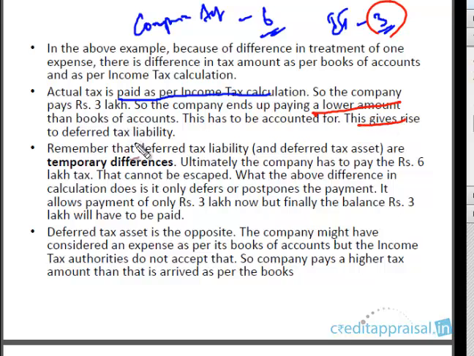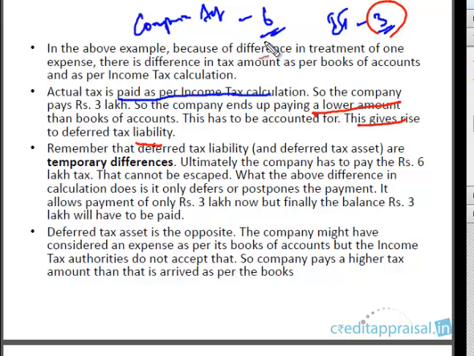This is what actually gives rise to deferred tax liability. Actually, deferred tax liability is going to arise in a number of other areas, but in this example we are taking the case of depreciation. The difference in depreciation, due to one by the Companies Act and the second due to the Income Tax Act, is going to give a different tax amount, right? We are taking that example, but deferred tax liability can arise due to different treatment of any other expense. For the purpose of this example, we are taking the case of depreciation.